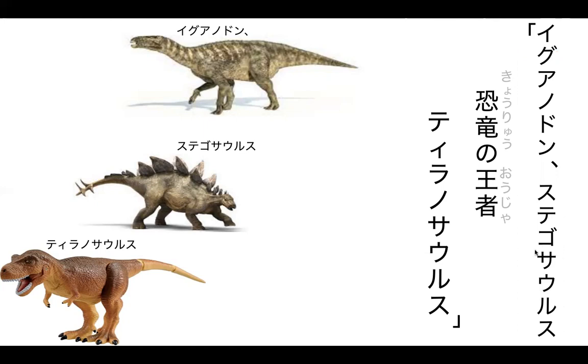Stegosaurus. Perfect. Stegosaurus. Not that one. Kyoryo. Kyoryo. Ryo? Kyo. Kyoryu. Yes, Kyoryu. Kyoryu no Oja. Oja, so king. Yes.